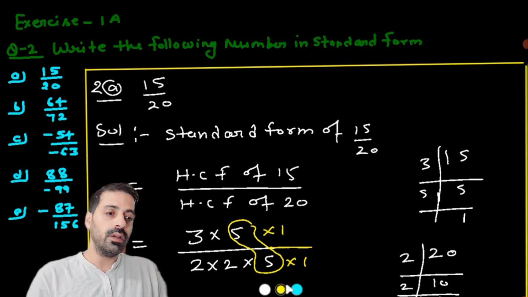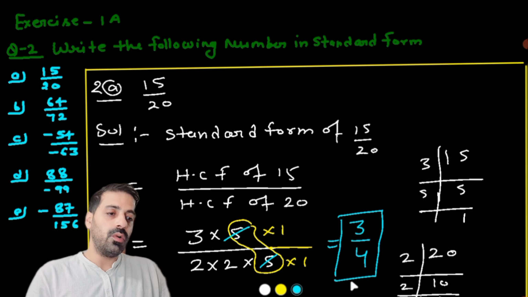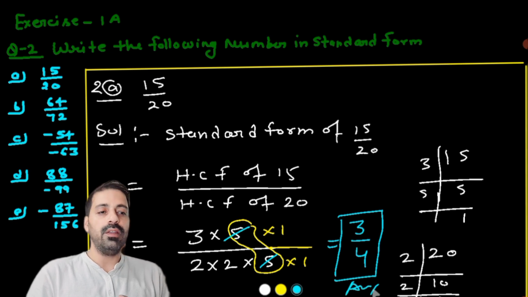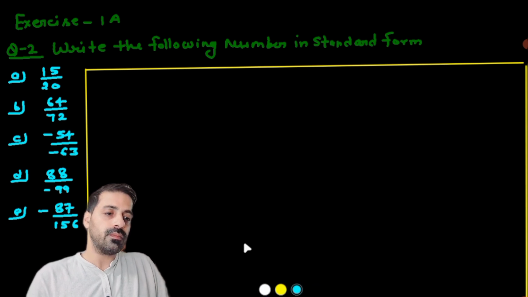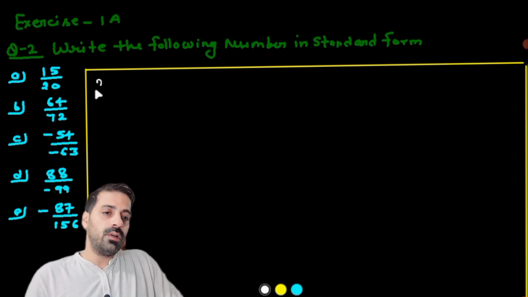So what we do here, first we cancel out this 5 and this 5. Now we have 3 in the numerator and 4 in the denominator, and this is the standard form of 15 upon 20, and this is the answer. I hope you understand this question very well. Now move to the second part of this question. Question number 2 part B is given here, 64 upon 72.